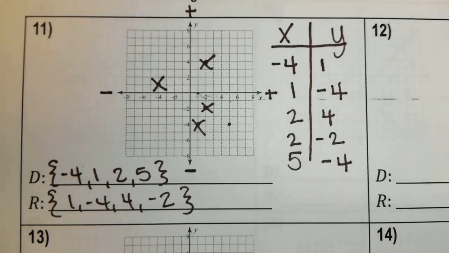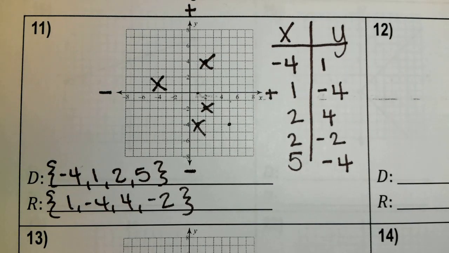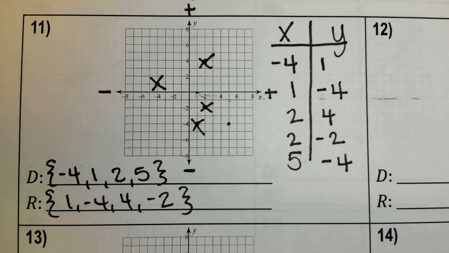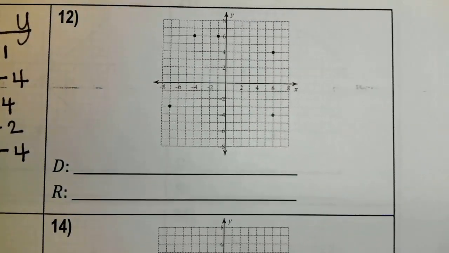Oh, and it's blurry. There it goes. And I am done with that question. So again, you just find all the points, list them out in a table if you need to, and then just copy x to domain and copy y to range. And that's all we're doing.